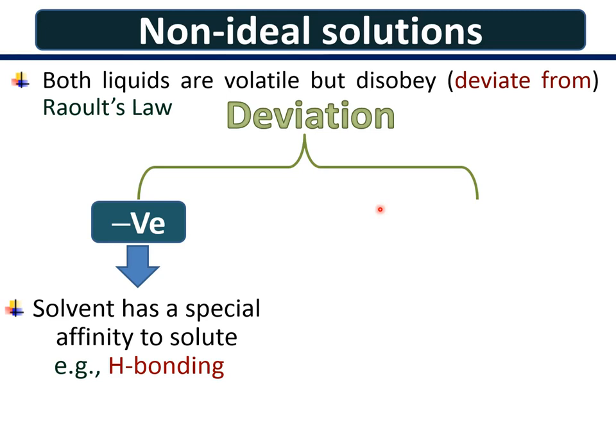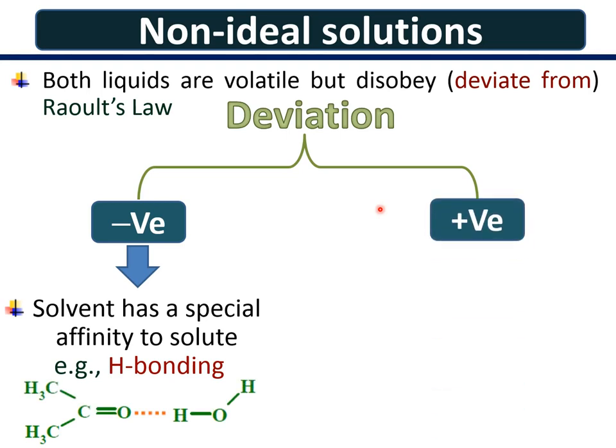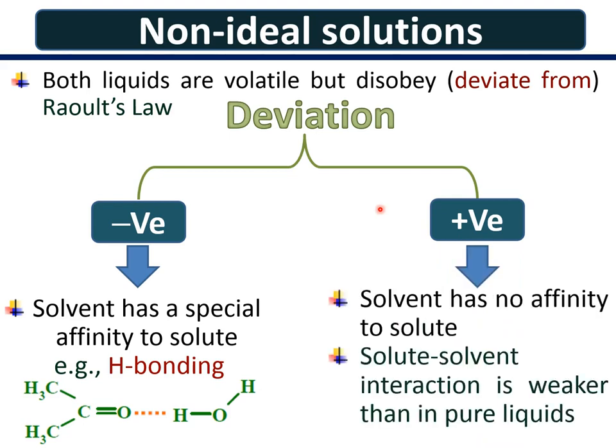The other case is positive deviation, when the solvent has no affinity to interact with the solute. In that case, we expect that delta H will be positive, and the vapor pressure will be higher for the solution, because there is no interaction between the solute and the solvent particles. So we expect that the solute-solvent interaction is weaker than in pure liquids.